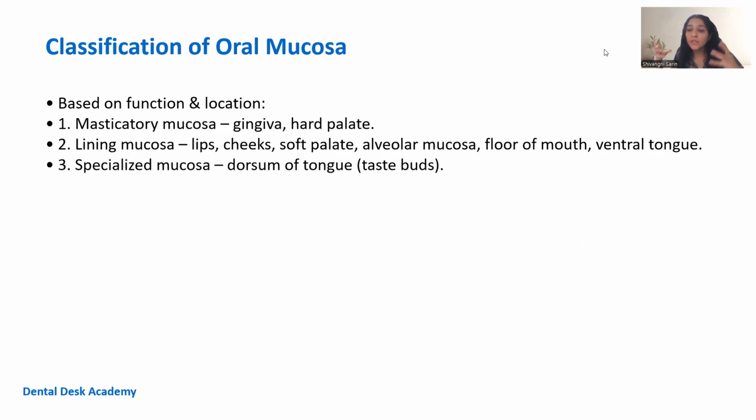Then the majority is actually lining mucosa. Lining mucosa is non-keratinized. So where is it? It's in the lips, the cheeks, the soft palate. Hard palate is in masticatory mucosa, it's tougher. Then you have the alveolar mucosa, the floor of the mouth, and the ventral tongue. So the maximum of the sites you can see are actually lining mucosa, which is non-keratinized. And then you have specialized mucosa, which I just mentioned, because the dorsum of the tongue has taste buds.